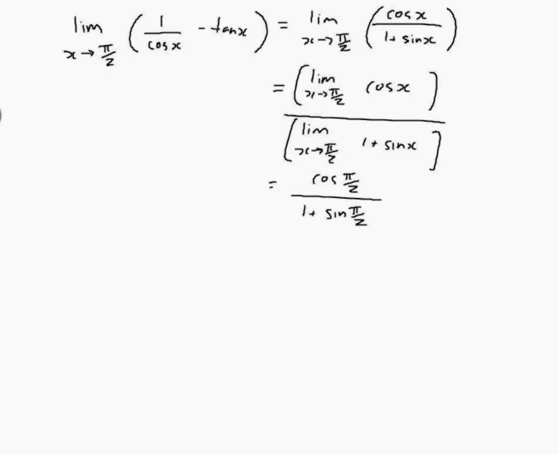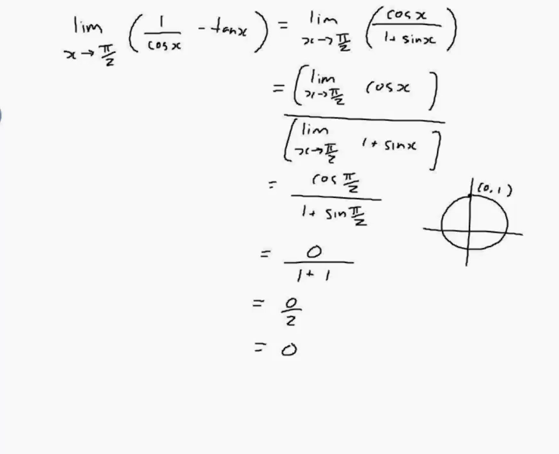So let's think by drawing our unit circle. Pi on 2 is here at the top and the coordinates there are 0, 1. So cos pi on 2 is the x coordinate, which is 0. Sine pi on 2 is the y coordinate, which is 1. So 0 over 1 plus 1, which is 0 over 2, which is 0. And so that completes the question.